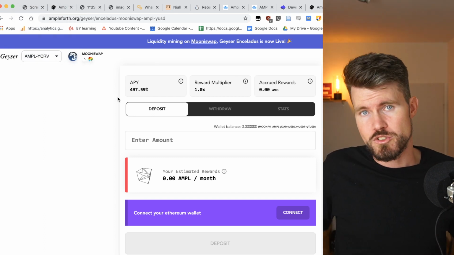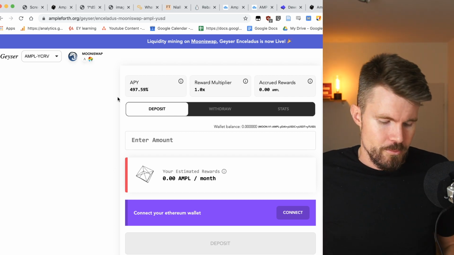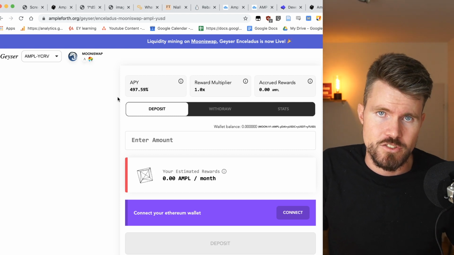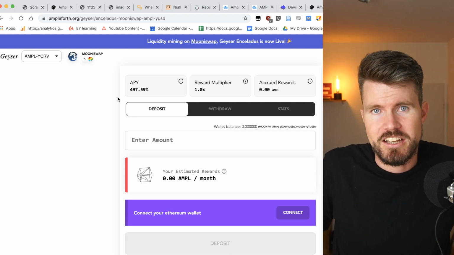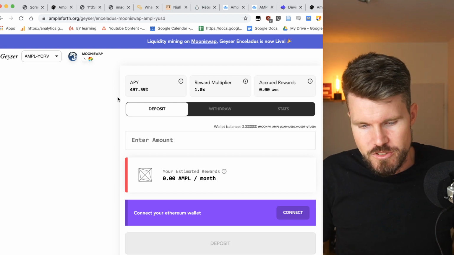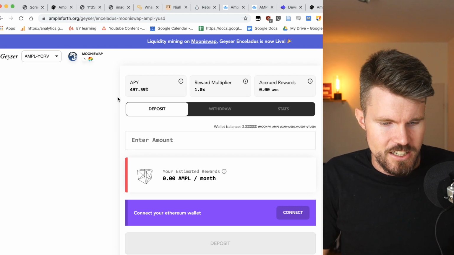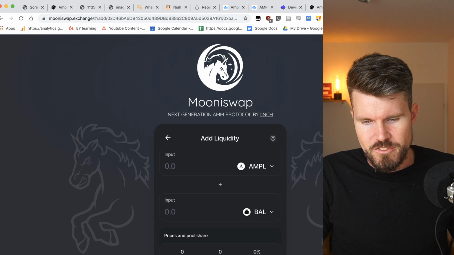So if you're already going into a super risky project such as AMPLEFORTH, then it might make sense to hedge against the negative rebases by supplying liquidity on Geyser. I mean, you're already going into a risky project, so why not increase your profits by providing liquidity? You can also provide liquidity through Mooniswap if you prefer that.